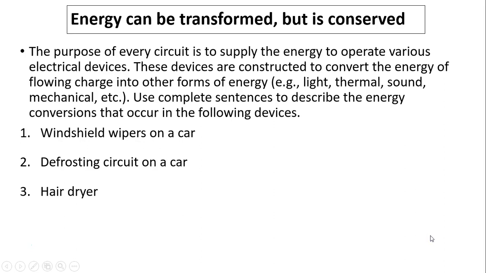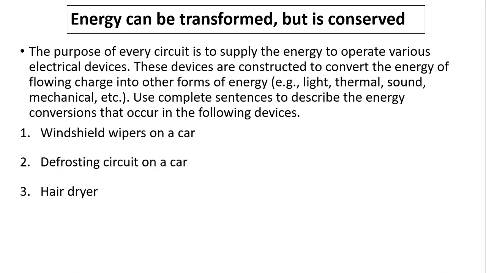Okay, now energy can be transformed. This is the energy conservation law. Energy is always conserved. Energy can be transformed, but is always conserved. The purpose of every circuit is to supply energy to operate various electrical devices. These devices are constructed to convert energy of flowing charge into other forms of energy, such as light, thermal, sound, mechanical, and so forth. Use complete sentences to describe the energy conversion that occurs in the following devices.